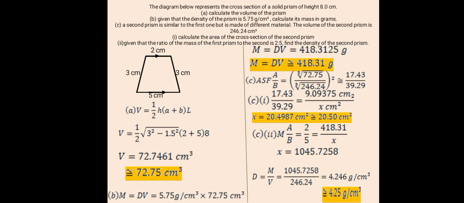After having done that, we know that density is equal to mass over volume. Now, having found the mass of the other similar prism to be 1045.7258, and we have been given the volume to be 246.24, we just divide and find the density, and the density becomes 4.25 grams per cubic centimeter.